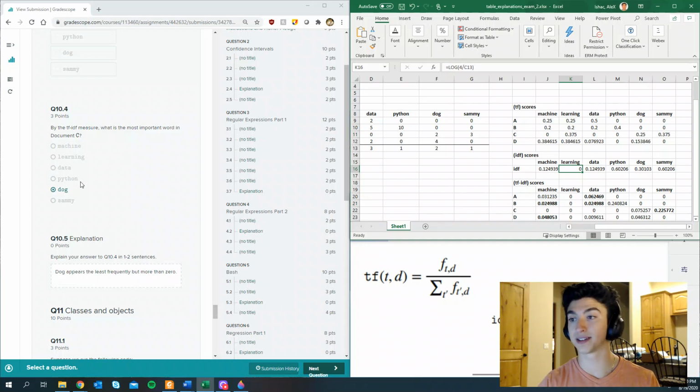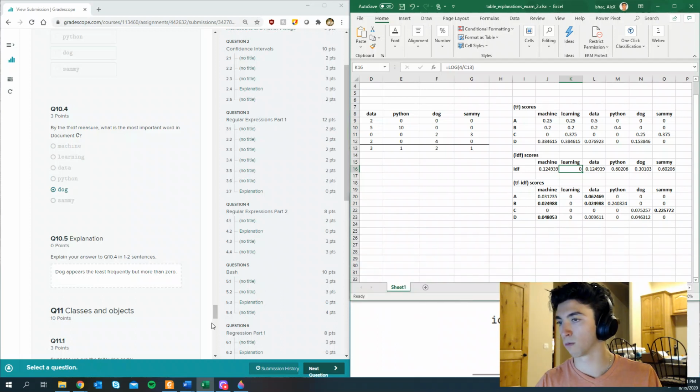10.4. By the TF IDF measure, what is the most important word in document C? That word is SAMI, not dog. It is the last option here, SAMI. And it's actually based off of the below table, which is in the Word document, but in this presentation, it is over here. We're looking for the lowest TF IDF measure in the document C.